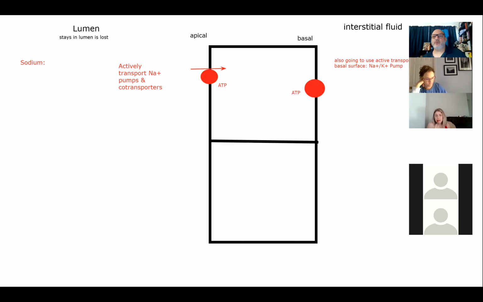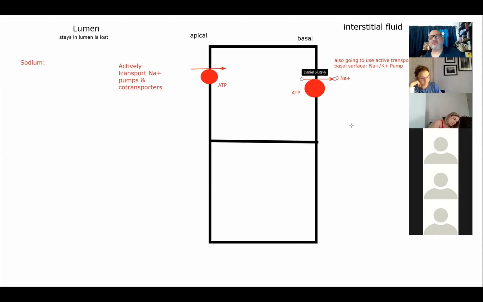Yep, absolutely the right idea. We want to move 3 sodium, but which way do we want to move those 3 sodium? Into the cell or out of the cell? Well, sodium wants to go in the cell. So we typically don't have to use ATP to do that. But in this case, we are going to use ATP to kick it out. So the ATPase kicks 3 sodium out and brings 2 potassium in.